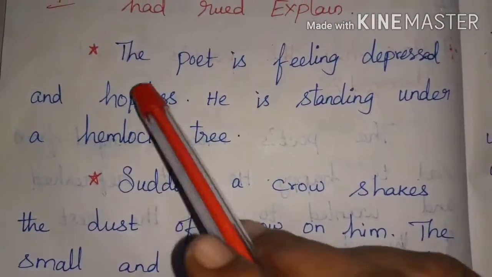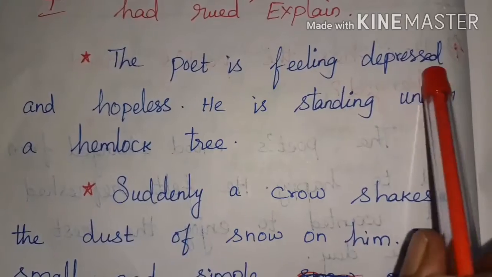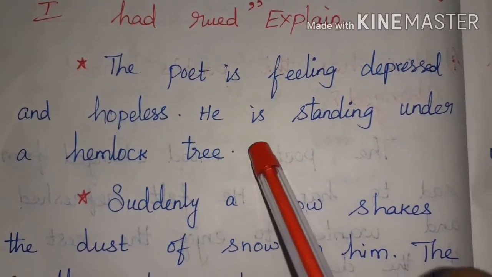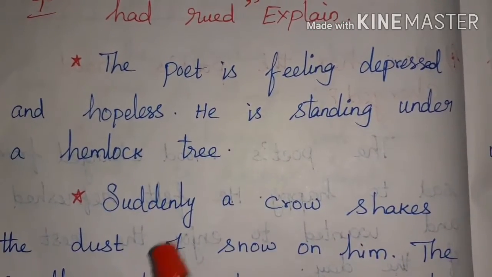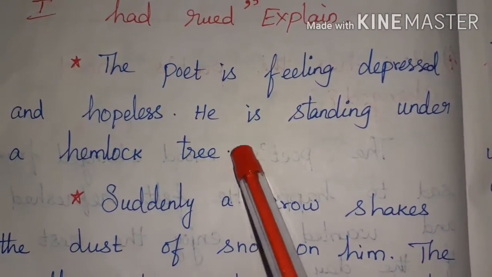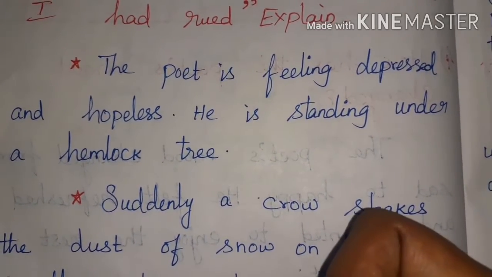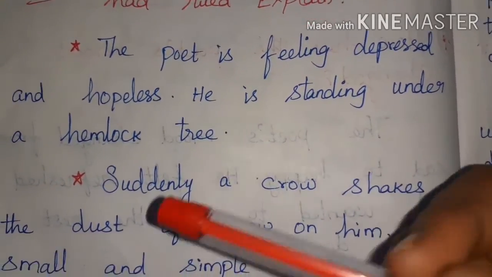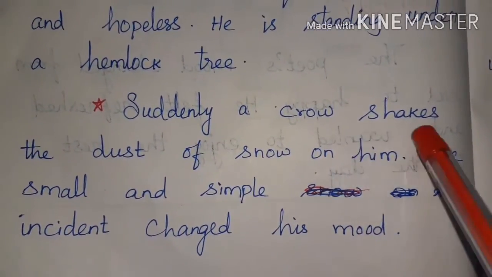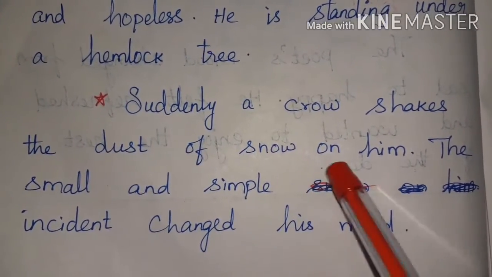How are we going to explain? The poet is feeling depressed. Depressed means in a sad mood. Feeling depressed and hopeless. Hopeless, you know. He is standing under a hemlock tree. He is feeling very sad and very hopeless because some problem is in his life. In some texts it is said that he is standing, and in some texts that he is sitting. No problem, whether it is standing or sitting, what is important is that he is under the hemlock tree. Suddenly a crow shakes the dust of snow on him.